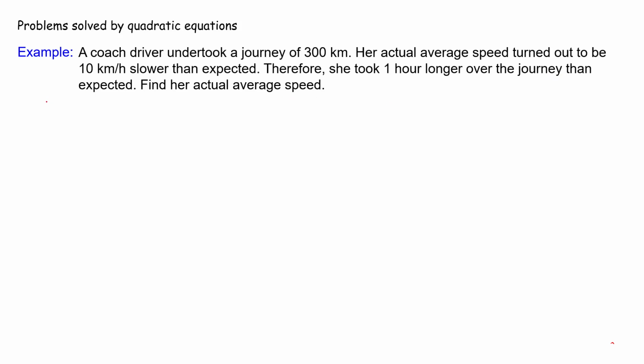Well, we know that speed is equal to distance over time, which means that time is equal to distance over speed. We've actually swapped those around. Okay, so we're going to use that. Now, if we say we don't know what her actual speed was, so let's call that x.